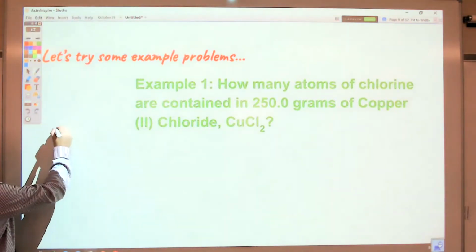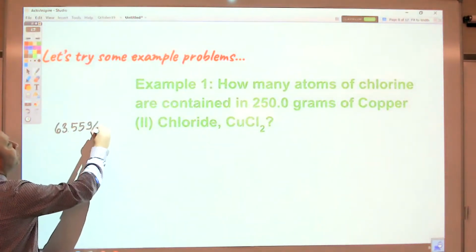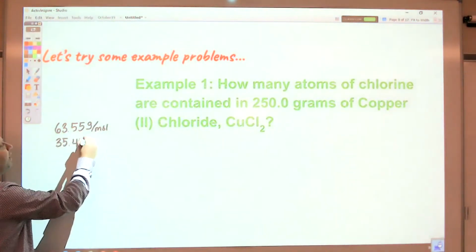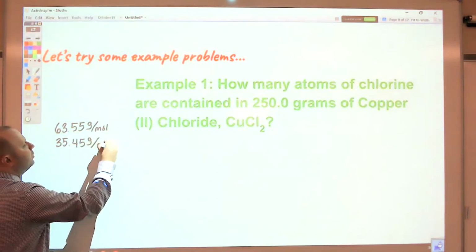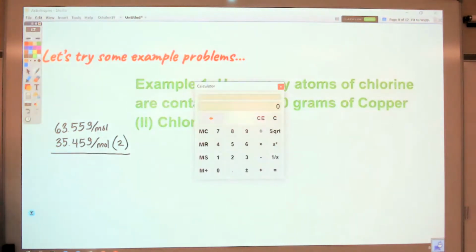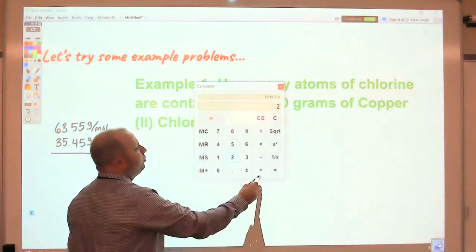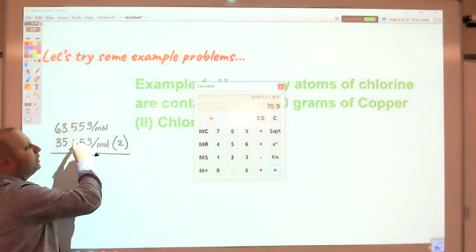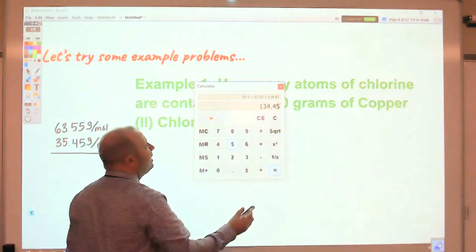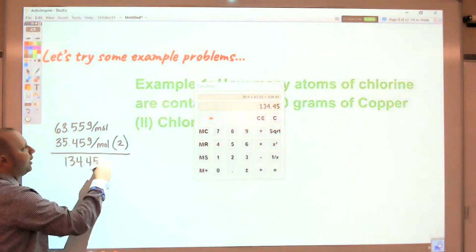So, copper(II) chloride. The mass of copper is 63.55 grams per mole. The mass of chlorine is 35.45 grams per mole. We need to multiply that by 2. So, I'm going to use my calculator here. 35.45 times 2, that's 70.90, plus we're going to add on the copper, 63.55, and we get a total mass of 134.45 grams per mole.